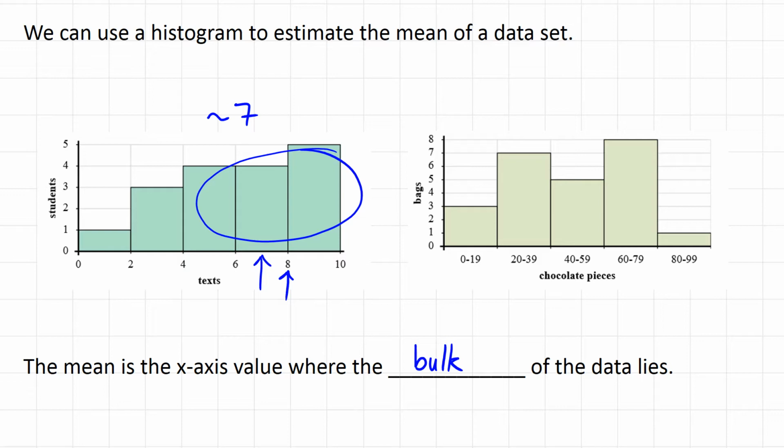So I'm going to say about 7. In the second example on the right, we see that the bulk is probably somewhere in this region. We sort of have two peaks that are competing, and so the average is probably going to be somewhere in the middle here. And so we could say it's going to be somewhere between 40 and 59, and so halfway between those is about 50. So I would say that the mean of the second histogram is probably about 50.